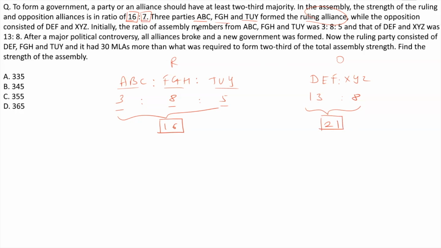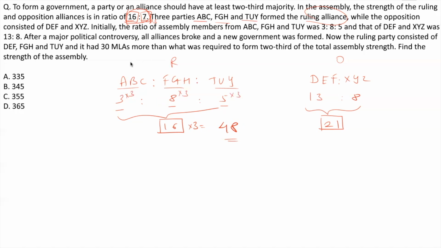Since 21 is 3 times 7, we basically multiply this ratio with 3. Okay, so we get 3 into 16 as 48 as the total number of people in the ruling party, and the opposition will consist of 21, such that 48:21 is nothing but 16:7. All right, so actual number of members in each party will get multiplied by 3 here.